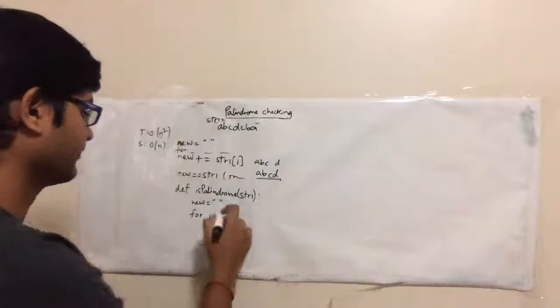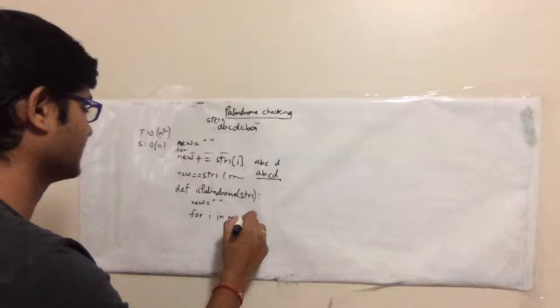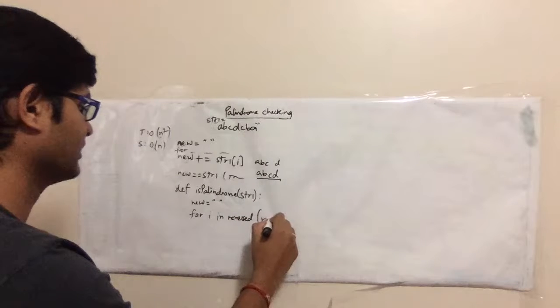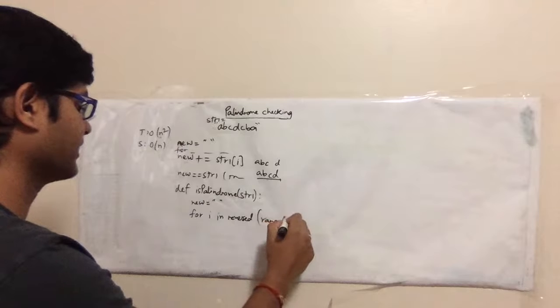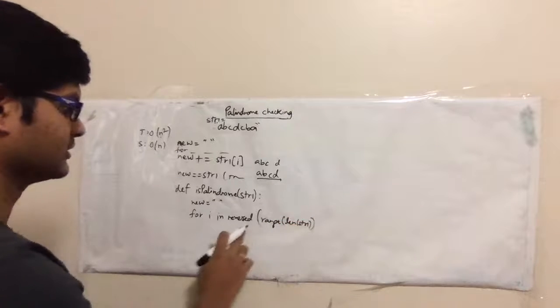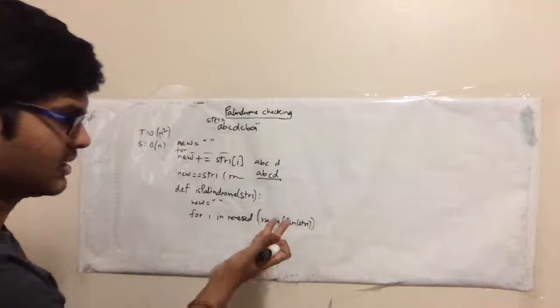just simply use reversed within the general range of length of string 1. So that's it. This will iterate from back to front.